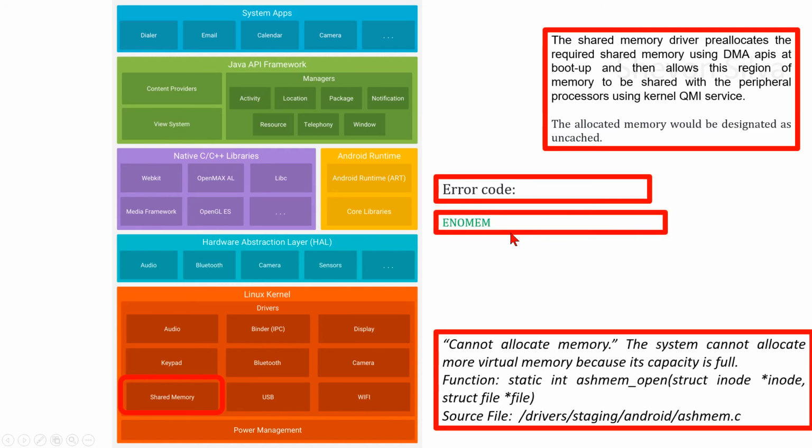As an example error code, we can consider ENOMEM, cannot allocate memory. The system cannot allocate more virtual memory because its capacity is full. In the function ashmem_open in the source file ashmem.c.